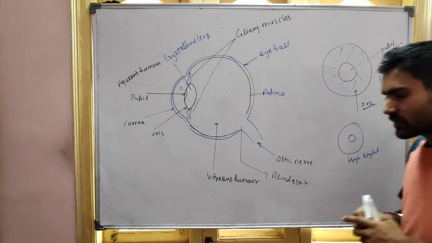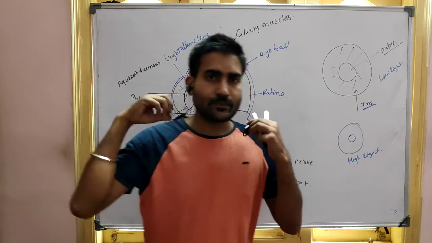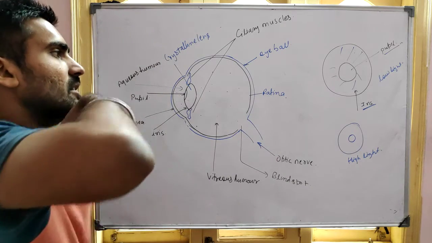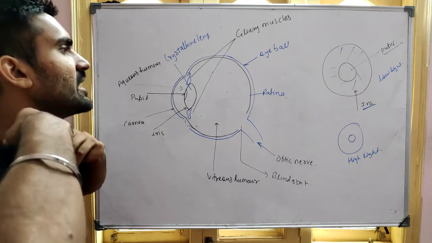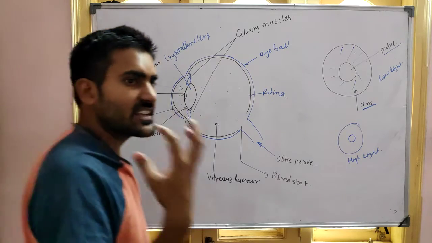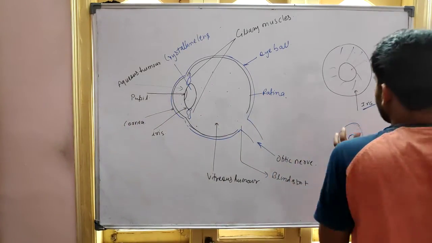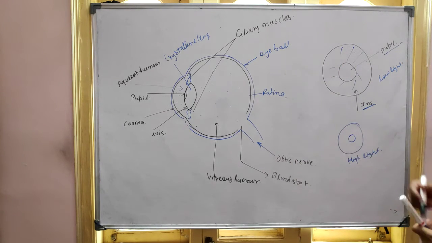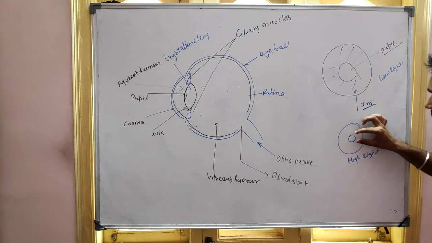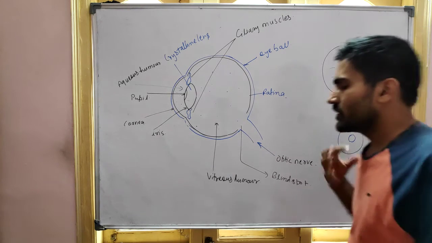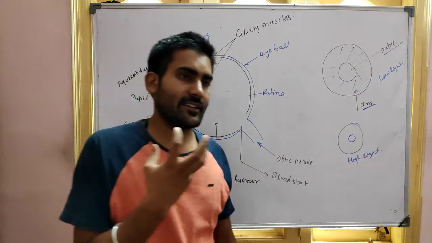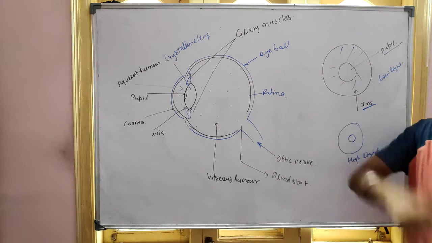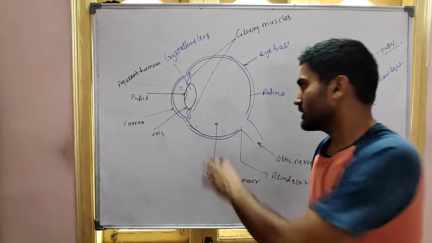Okay. So what this pupil is doing actually, whenever more light is coming, that is dangerous to our eyes. So this iris will contract and the pupil will become smaller. So this is how the iris is responsible to control the light. It will decide how much amount of the light will go inside the eye. Okay.